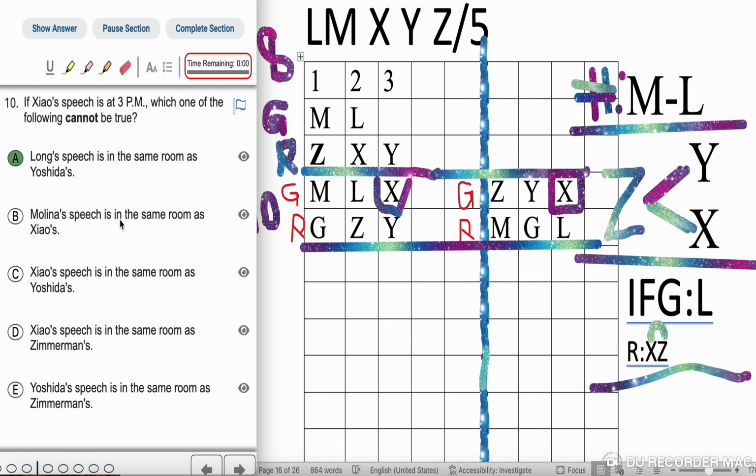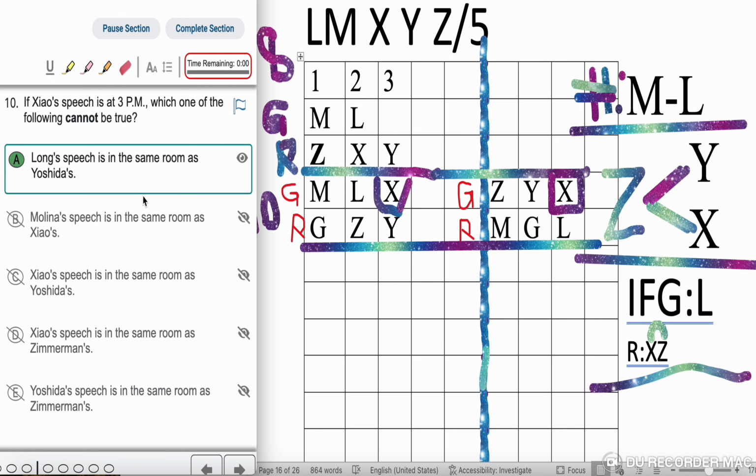If you see it, you see it. If you don't, you don't. For example, M is in the same room as X. I see it here, so go ahead and eliminate it. X is in the same room as Y. I see it in the second world, eliminate it. X with Z, I see it in the second world. Y with Z, I see it in the second world. The only thing I don't see is L with Y. That's the only one I do not see, so that's the one that cannot be true. If it were true, then I would see L with Y. And I don't, so this cannot be true.